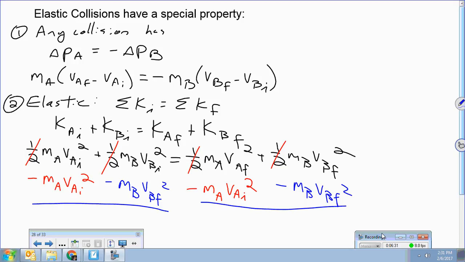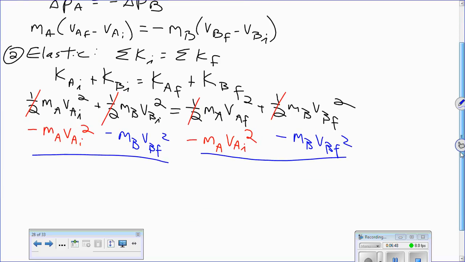Good. I thought that's the best way to write that, but you can see these are going to cancel. So here I'm going to be left with... All right. Like I said, it's not algebra.